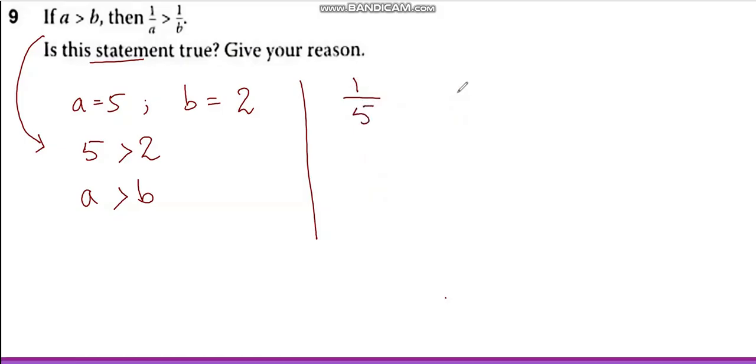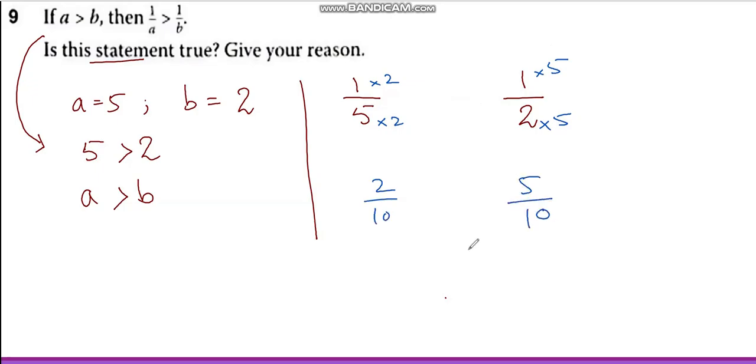So let's replace A with 5 and B with 2. And now to do the comparison, we will make the denominator the same. We'll get 2 over there, and similarly we'll multiply 2 with 5 over there, because we get 10 as the common denominator if we multiply 5 with 2 and 2 with 5. So we will finally get 2/10 and 5/10. This time you can see that 1/5 is not giving us the greater number than 1/2. It means that when we flip the numbers, the smaller number becomes the bigger one, and the bigger number becomes the smaller one. So its answer is no, this statement is not true.